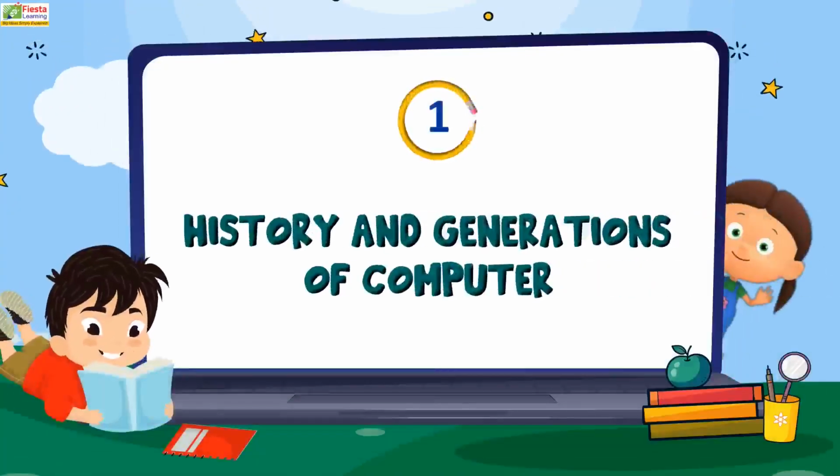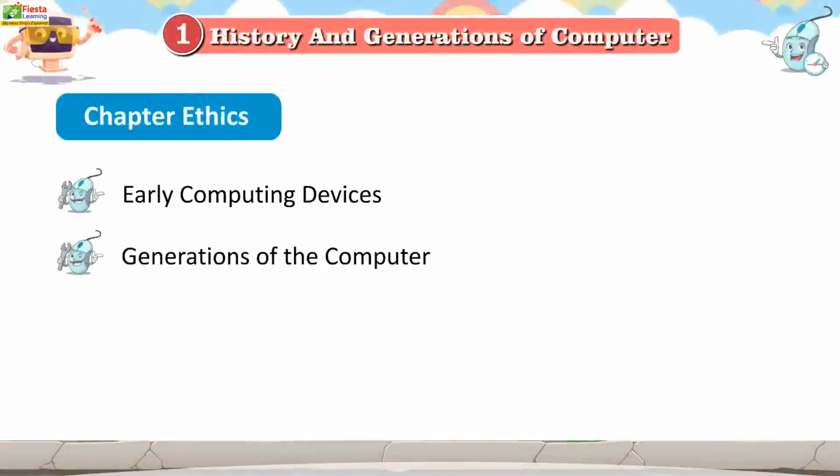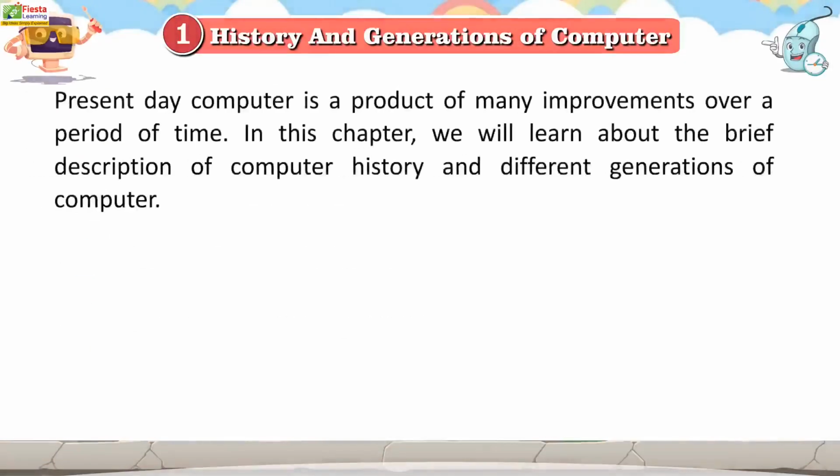Chapter 1: History and Generations of Computer. Early computing devices, generations of computer, mechanical counting devices. Present-day computer is a product of many improvements over a period of time. In this chapter, we will learn about the brief description of computer history and different generations of computer.